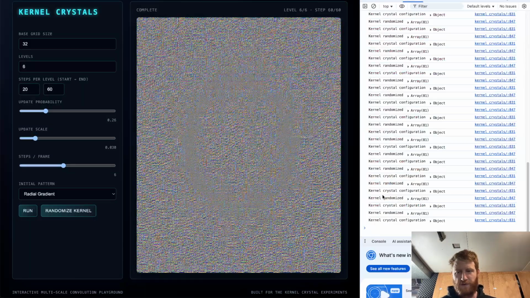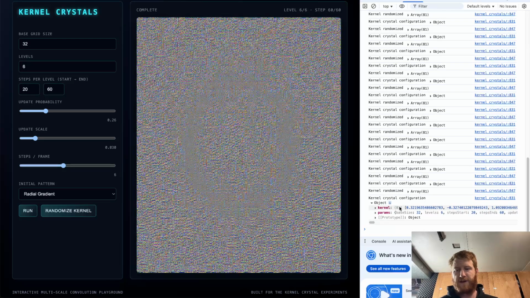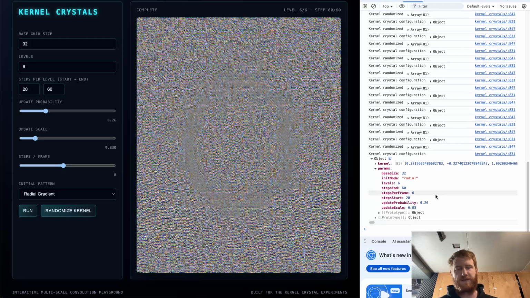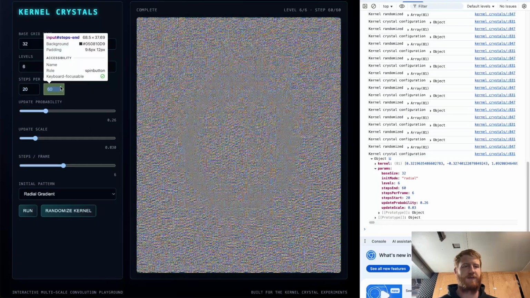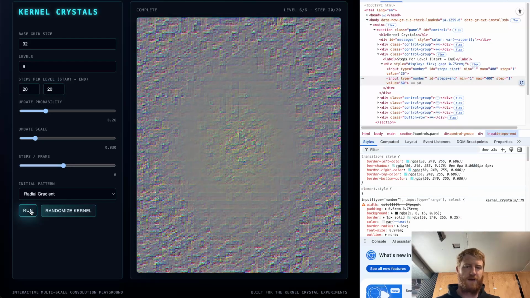There's this idea of a random kernel. And in fact, if you open up your console in the browser, you'll see for each one the configuration, which is the kernel itself, right? 81 values, being 3 by 3 per channel, and then there's 3 channels, so 3 by 3 by 3 by 3, right? Because you want RGB in and out in that local neighborhood. And then the base size, the number of steps. In this case, I let you do fewer steps at the beginning and more steps at the end. But you can also tweak that to say, okay, just always do 20 steps.